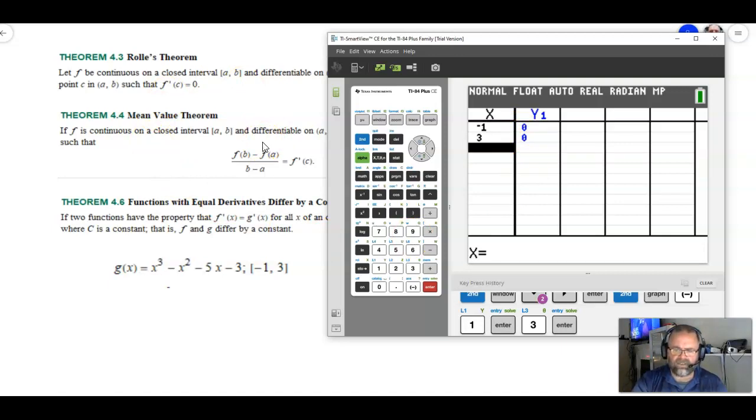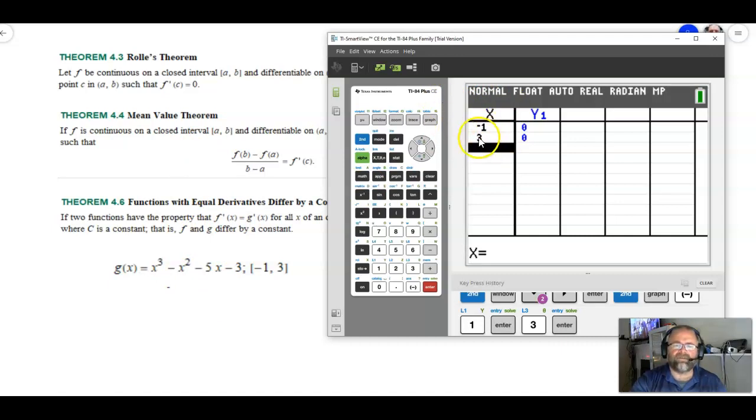So if it's continuous, differentiable, and f of a is equal to f of b, then there's at least one x value between -1 and 3 such that the function evaluated at that x value is also going to be 0. It's just kind of a coincidence that the two y values were 0 here. So let's go ahead and try to factor this thing here.